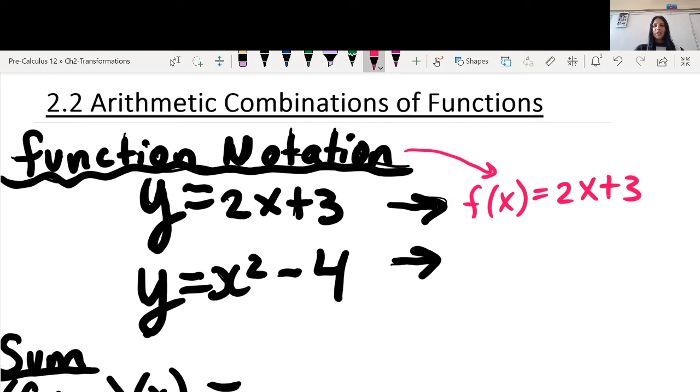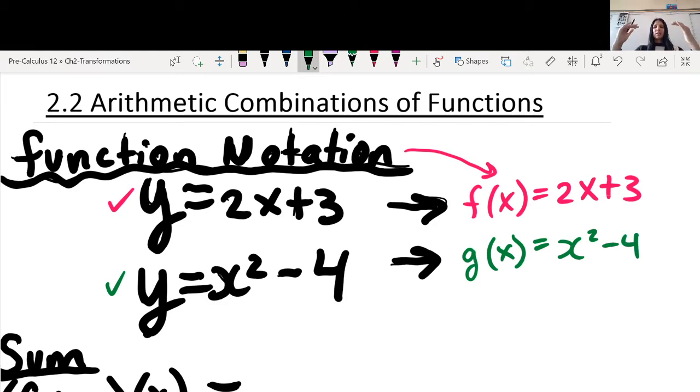So since I used f of x for this first equation, maybe for the next one, instead of f of x, I could use any letter I want, but I'm going to call it g of x, just so that if I start to combine these, I can differentiate between the two. And everything else is the same, x squared minus 4, which you know would be a parabola that has been shifted down 4 spots because of that minus 4, which actually is a transformation. So you've done transformations before last year, but you just didn't know that that's what they were called. So we're going to do more of them this year.